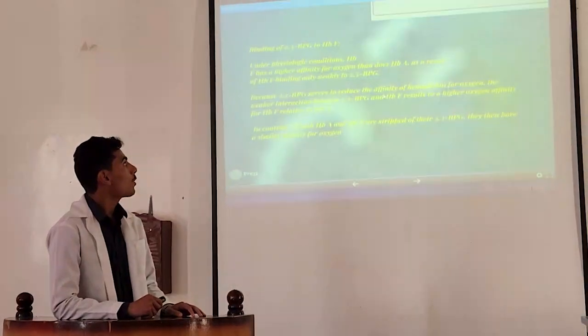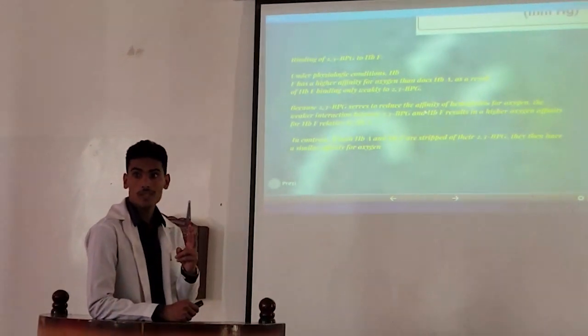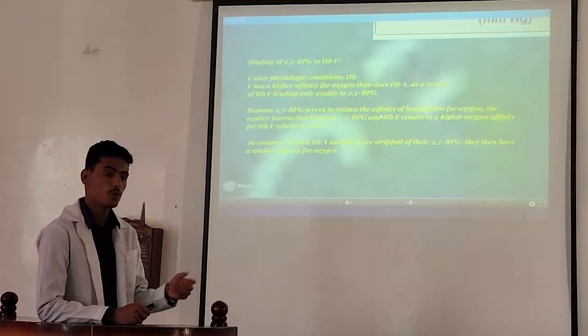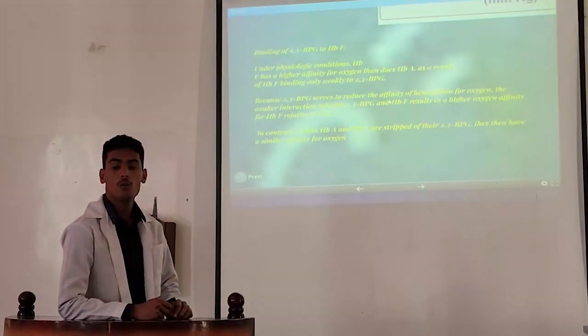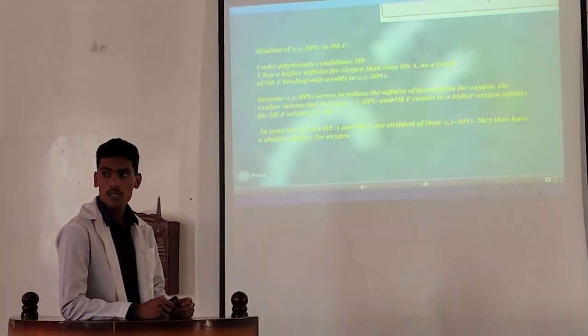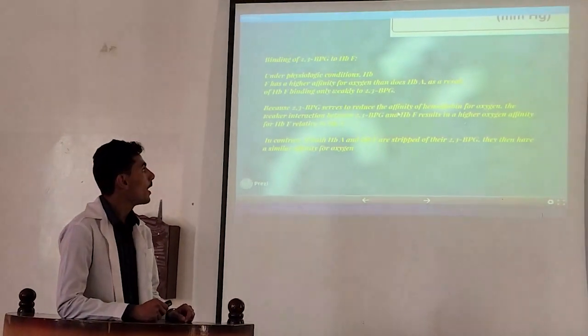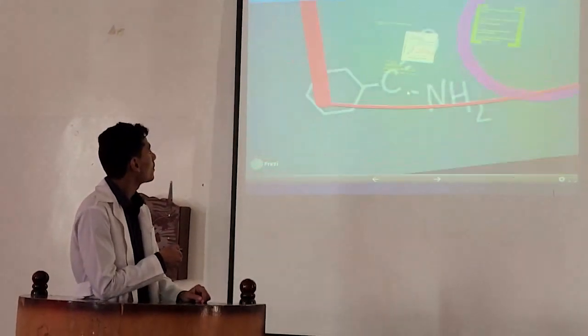And here I have a question. Why does our body need 2 different proteins to carry out the same function, which is carrying oxygen from the lungs to the tissues? The answer is that these 2 proteins have slightly different structures, slightly different properties, and therefore slightly different functions. We will see this in the next slides.